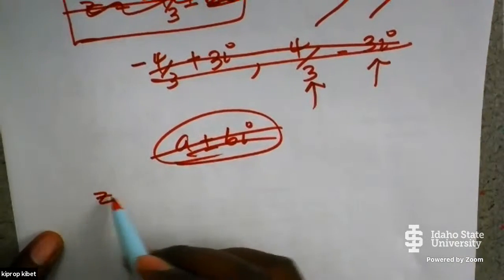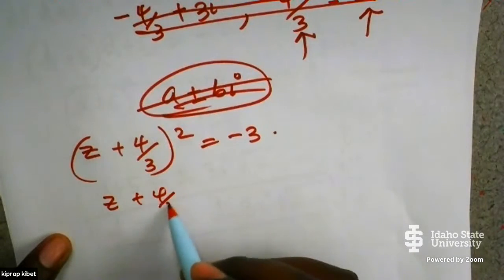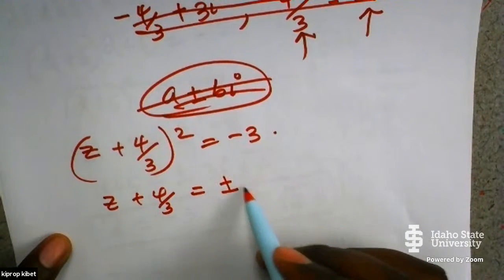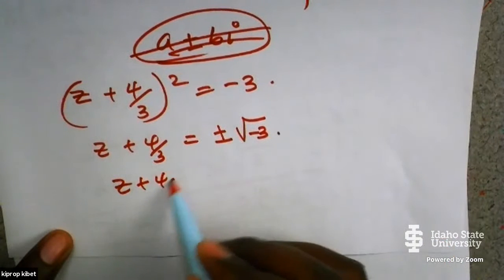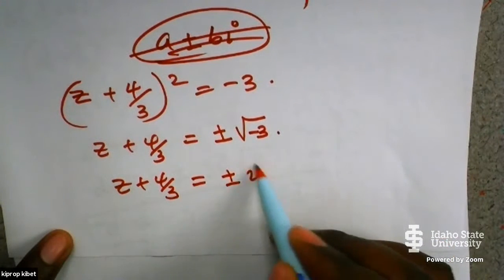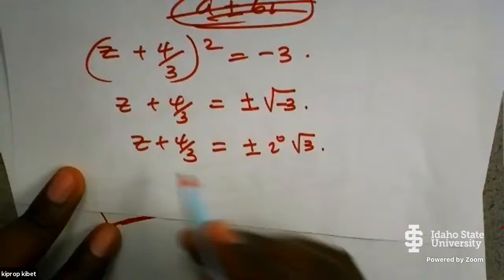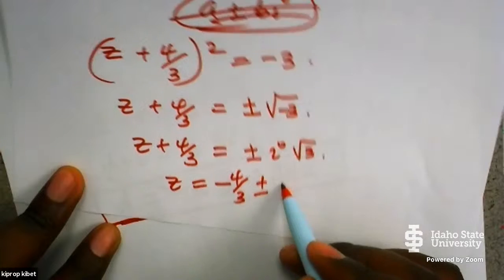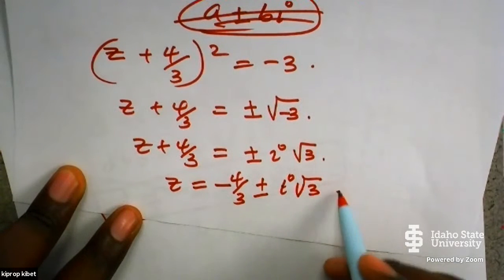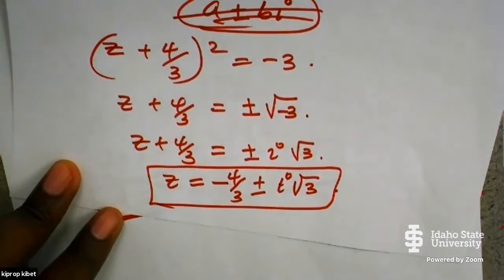So (z plus 4) all over 3, squared, equals minus 3. So (z plus 4) all over 3 equals plus or minus the square root of minus 3. So (z plus 4) all over 3 equals plus or minus i, the square root of 3. So z equals minus 4 all over 3 plus or minus i, the root of 3.